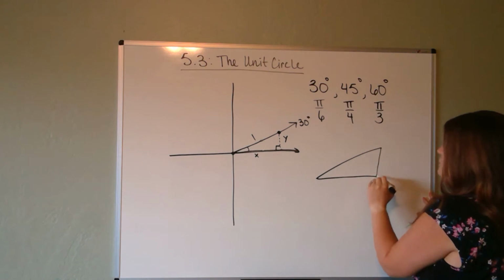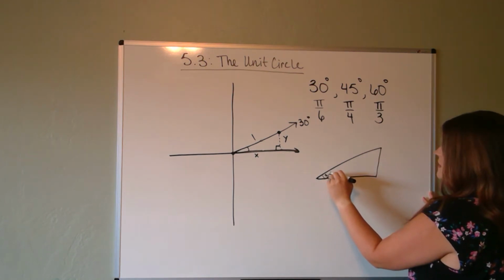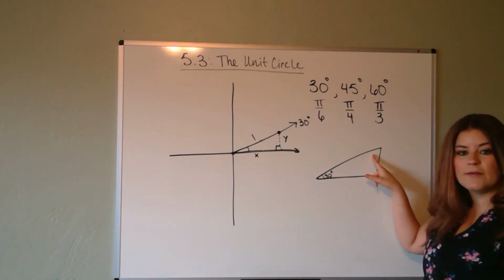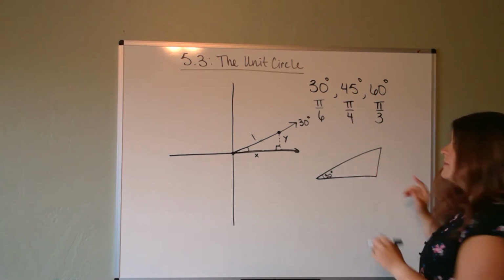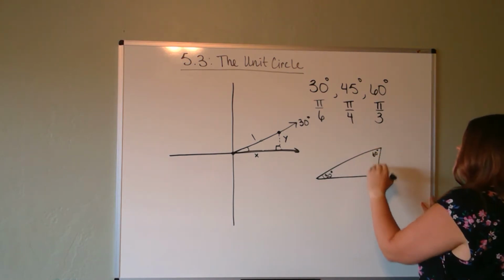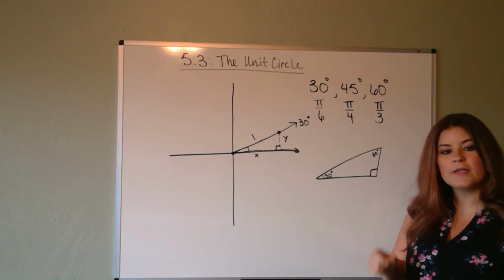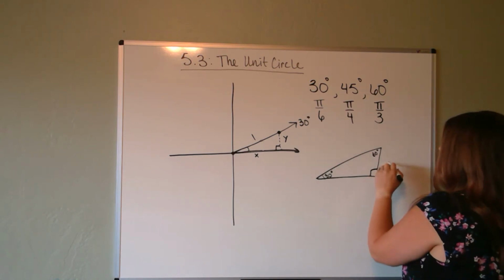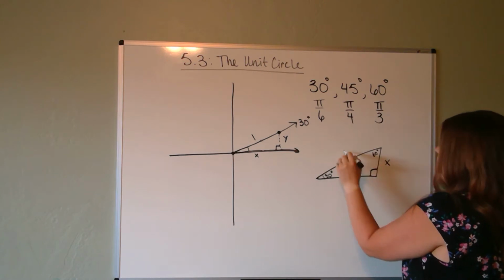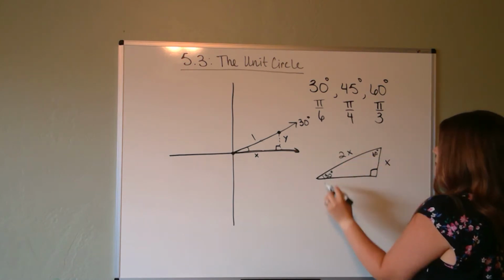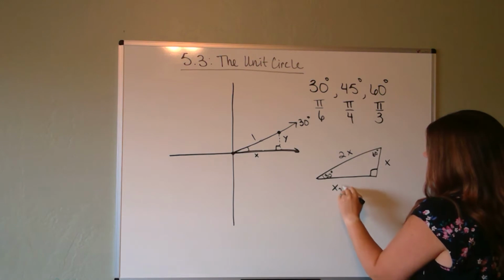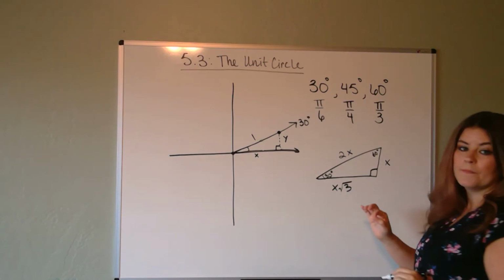If this is a right triangle, and I already said that this angle is 30, what is this angle up here? Well, it's 60, right? So what I'm looking at is a 30, 60, 90 triangle. Remember, in a 30, 60, 90, if the short leg is x, the hypotenuse is 2x, and the long leg is x root 3. So that's something we already know.